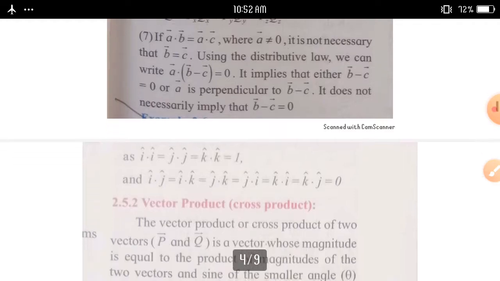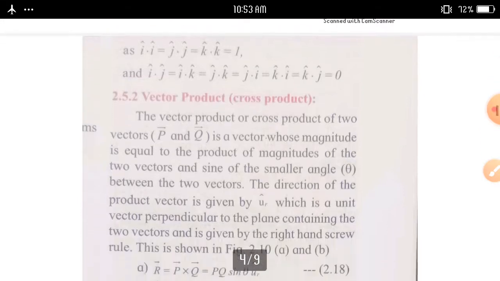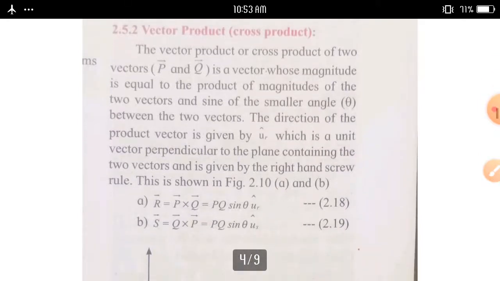In this way we have considered the definition of a scalar product and its characteristics. Then the next point we can discuss is the vector product. Firstly, we discuss what we mean by a vector product, the definition of a vector product.